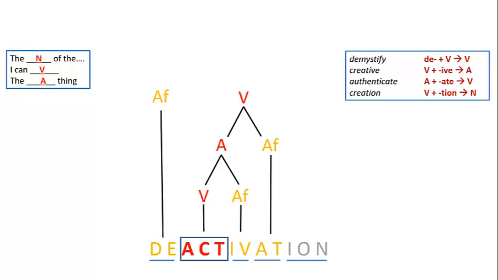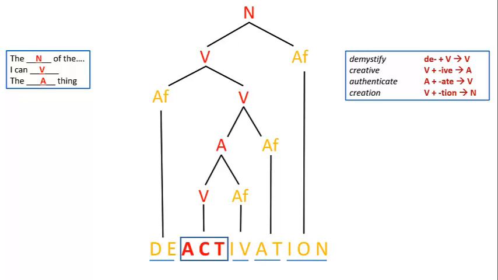So we draw a branch above de-, label it AF for affix. Now we have to figure out what kind of word deactivate is. And according to the template, I can deactivate sounds like a verb. And according to our rule, demystify, de- gets added to a verb and generates verbs. So we're fine. And now we can add -tion as our last morpheme in, and we know -tion gets added to verbs. Deactivation, the deactivation of the module, is a noun, and according to our rule, -tion is added to verbs and generates nouns. So we verified all along the way.